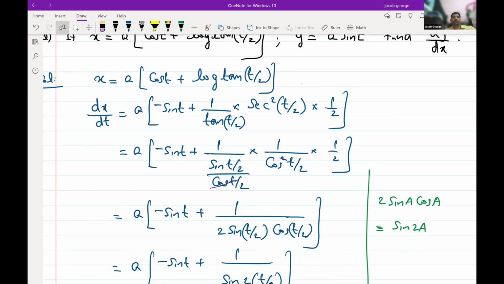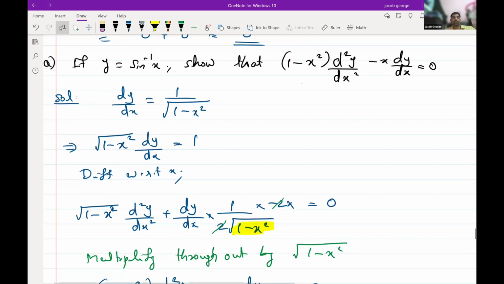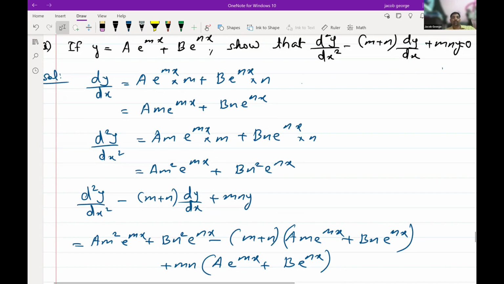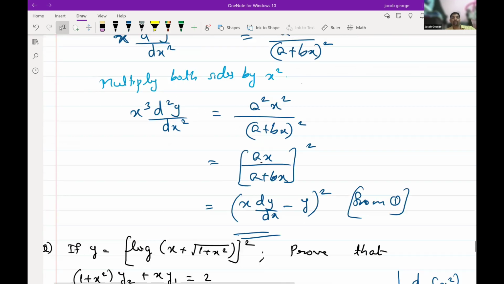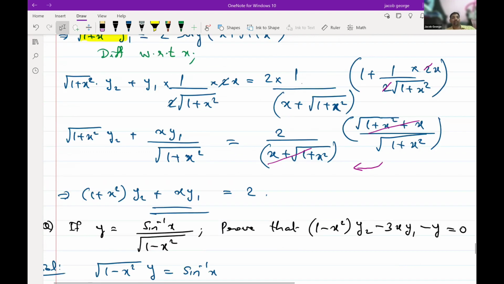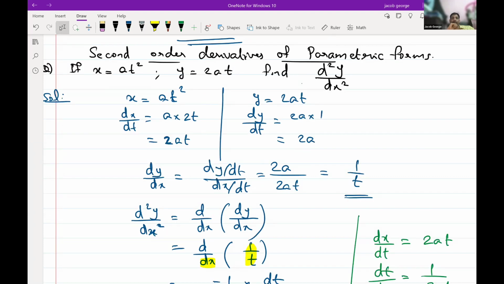All of you understood? Now see the second derivative of parametric. Immediately after this, I just go through that one. Second derivative of parametric. Second derivative, towards the end, I explain that type. This one. Second order derivative of parametric forms. That is, find d square y by dx.